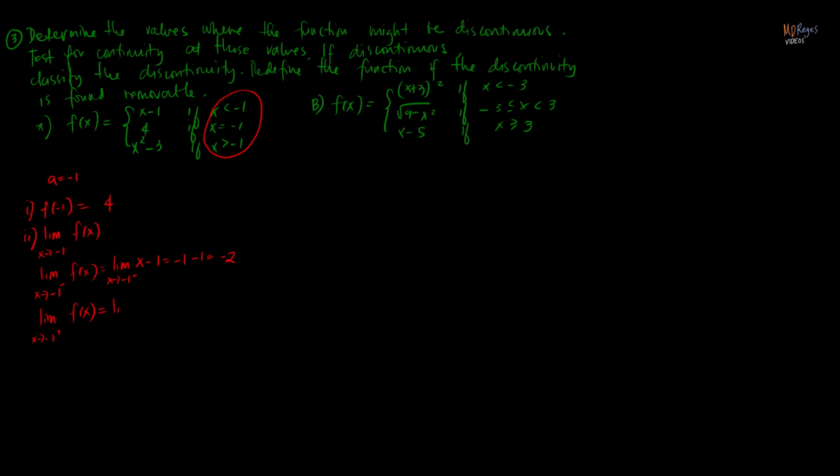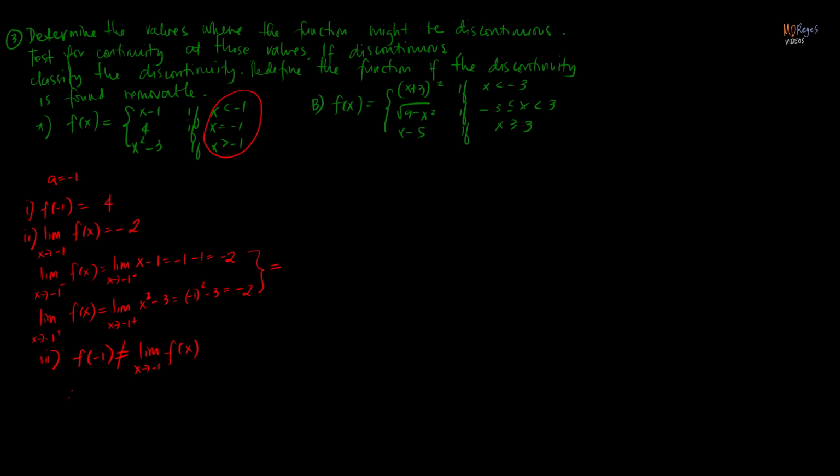Now for the limit of f of x as x approaches -1 from the right, we check the limit of the last function, x squared minus 3, as x approaches -1 from the right. That's -1 squared minus 3, which is -2. These two are equal to the same number, so we conclude that the limit of f of x as x approaches -1 exists and is equal to -2. But we will not be able to satisfy the third condition, because f of -1 is 4 and the limit is -2, so these two are not equal.